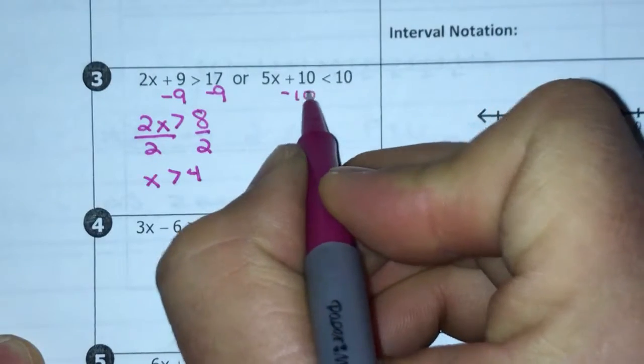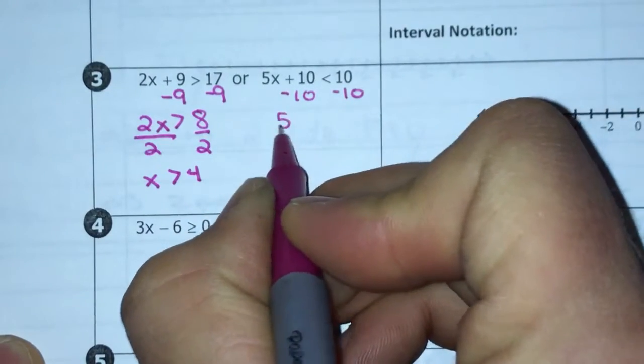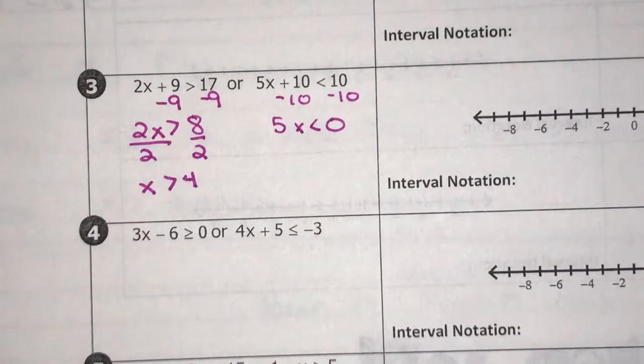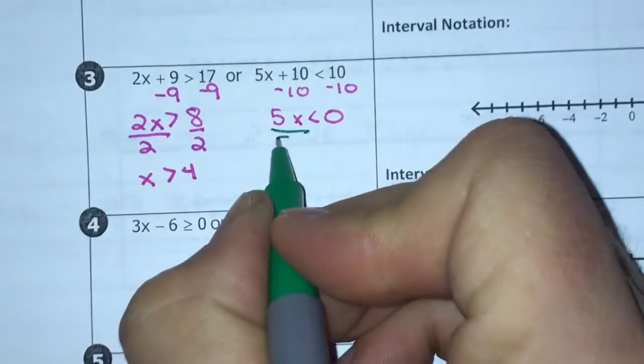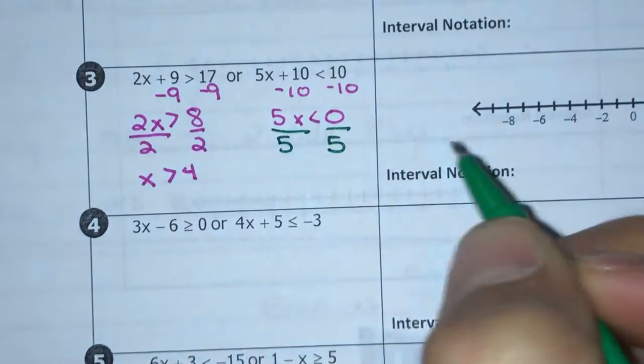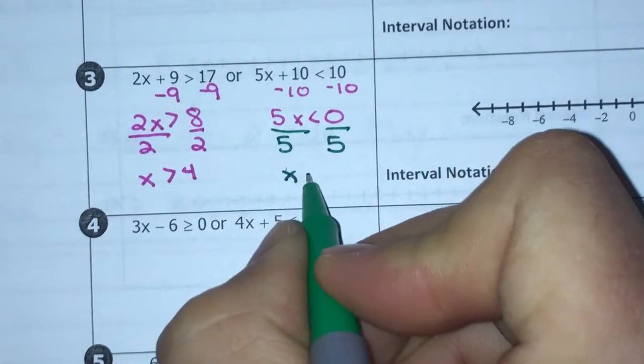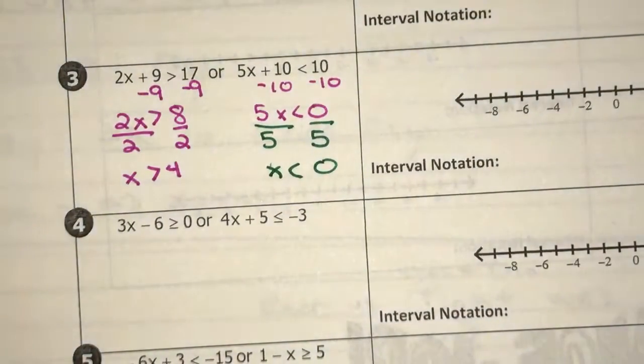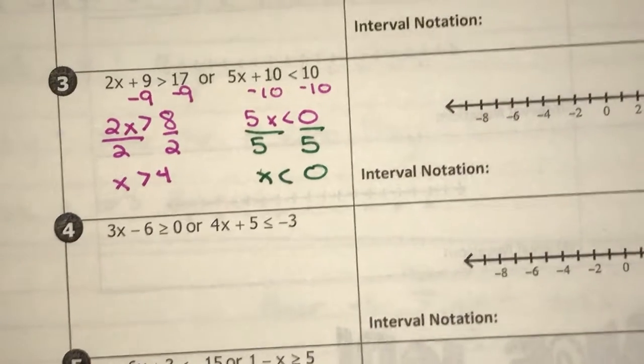Subtract 10 from each side on this one. 5x is less than 0. And that's okay. That's a common thing that throws you guys off. You want to stop there and put no solution, but 10 minus 10 is 0, right? And we can divide by 5. So x is less than 0, because 0 divided by anything is 0. So x is greater than 4, or x is less than 0.